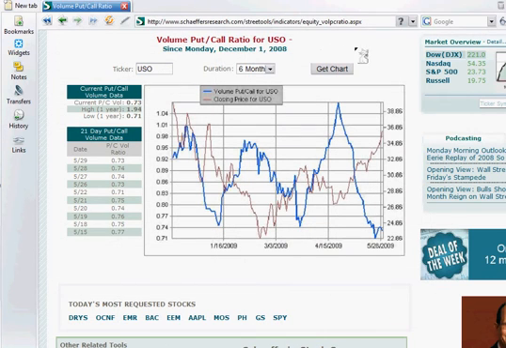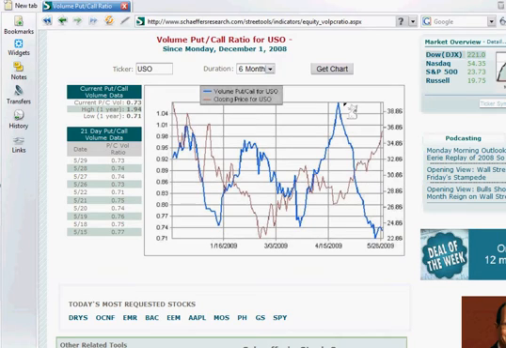This is Schaefer's research, and this chart here, the blue line is the put-call volume ratio for USO, which is the primary ETF used to mirror the oil market. It doesn't exactly mirror it, primarily because some of the fund is held in natural gas futures contracts, so that will influence the price as well. In this case, the red line is the price of USO, so you could think of it as the price of oil, and then the blue line is that put-call ratio.